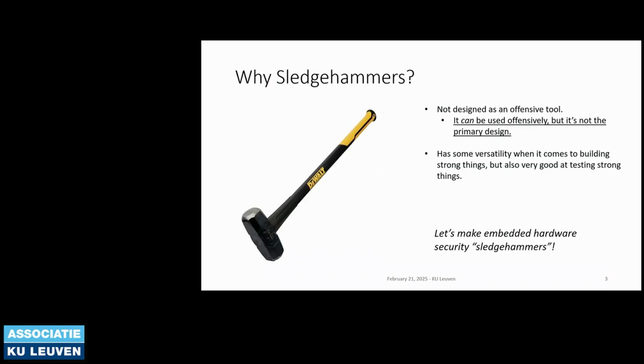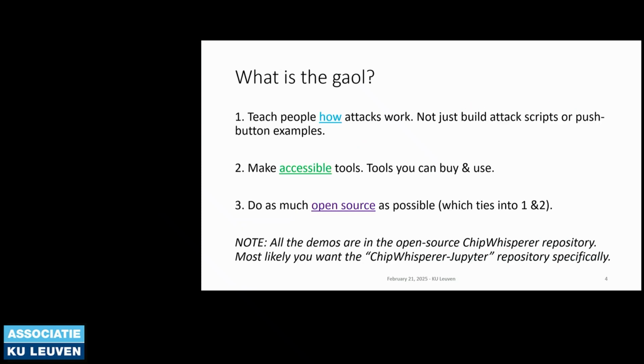Okay, so what's this talk about? This talk is about what I call sledgehammers. Sledgehammers are a good example because it's not an offensive tool, right? You could use it to break into a building, yes, but that's not the core purpose of it. So these tools are also designed not offensively. They could be used that way, but the point is to help people understand the security of their systems to make things better. So what I want to show you is how these sorts of tools could be used to attack embedded systems and what the attacks look like in practice. So it's teaching people how the attacks work.